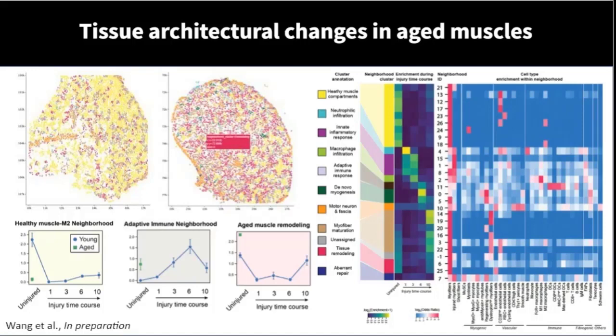And then we also see age-specific neighborhoods appearing that are not really found in either normal young uninjured muscles or even recovering muscles. So this suggests that changes at the single cell level and the cellular composition level of the tissue are amplified by possibly signaling across cell types in the organization of the tissue.